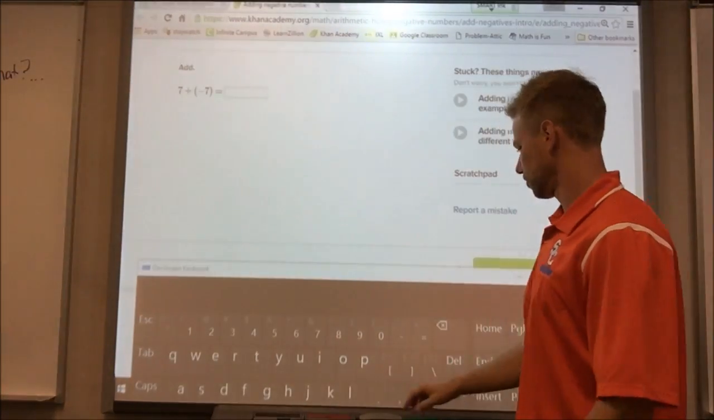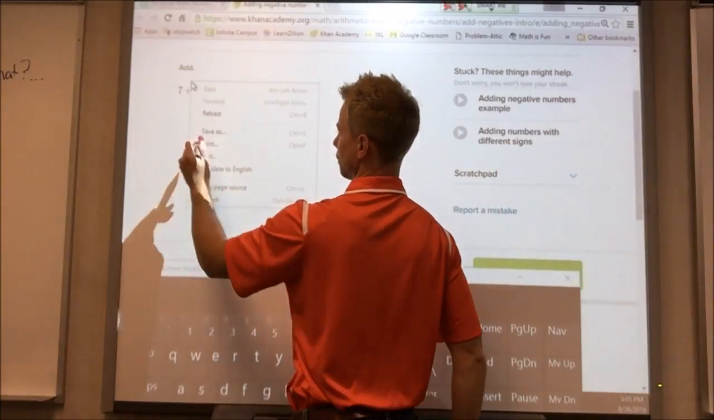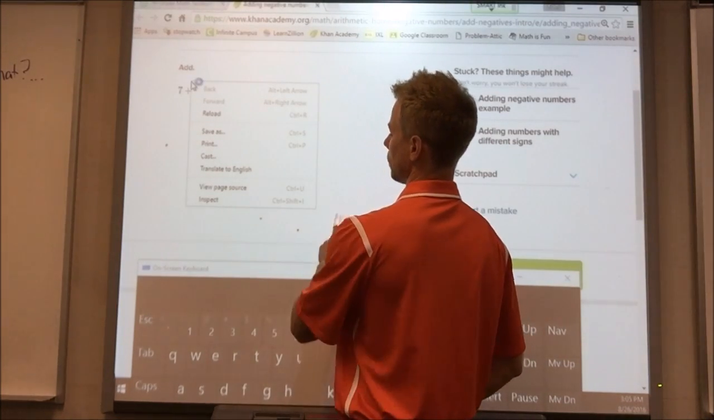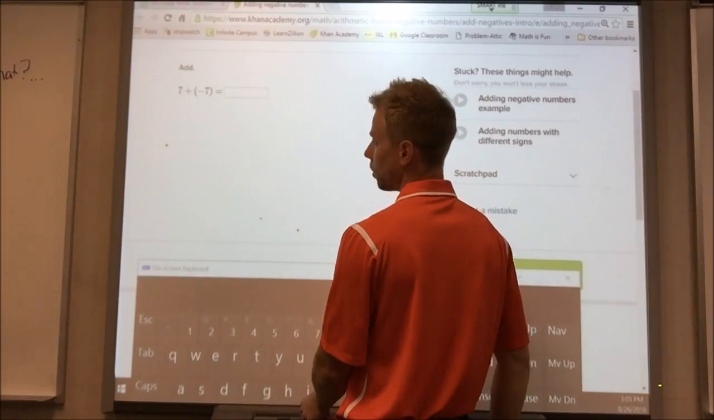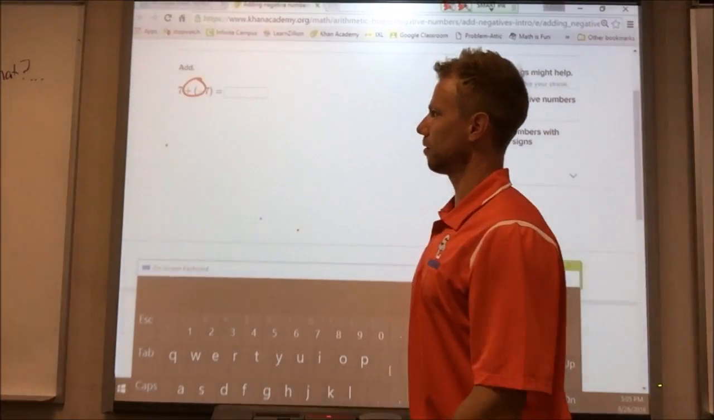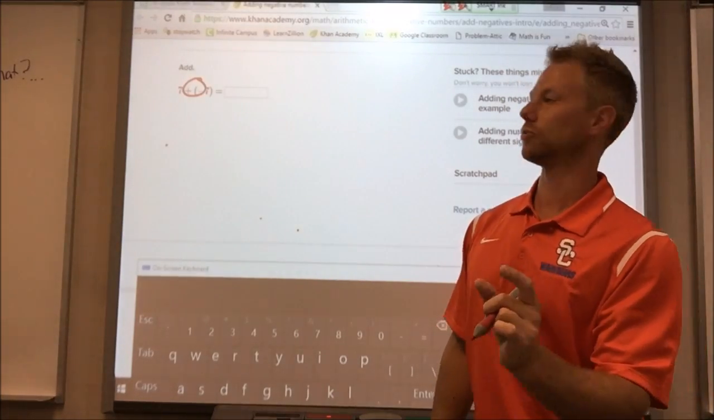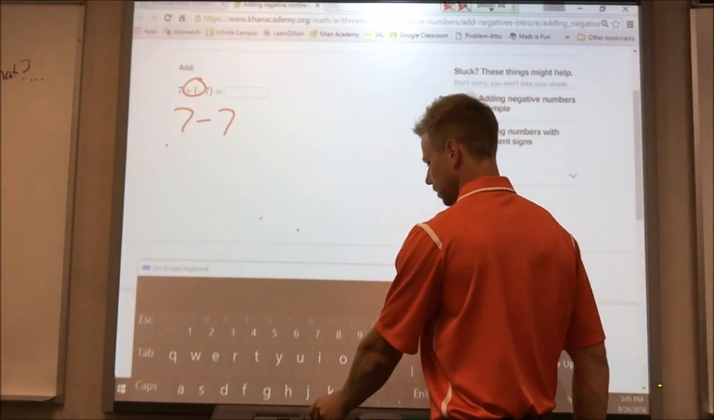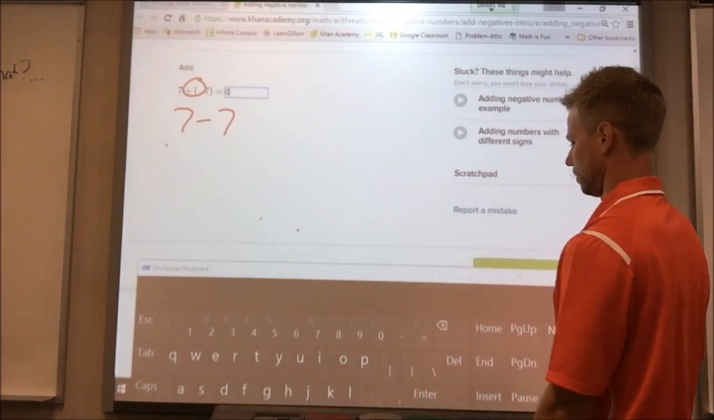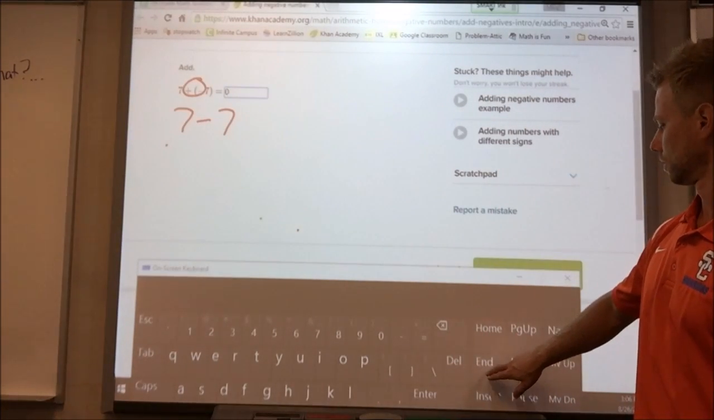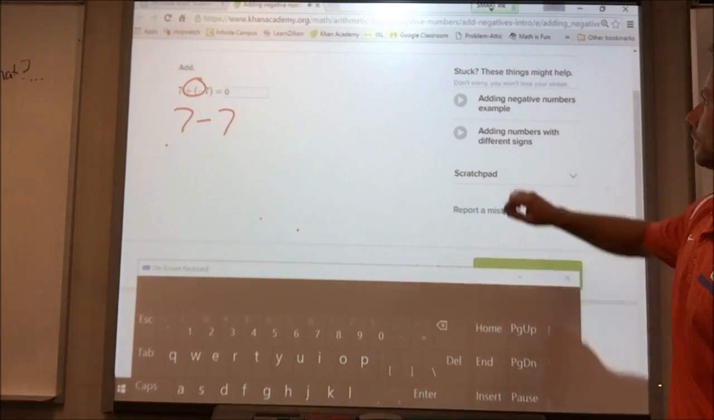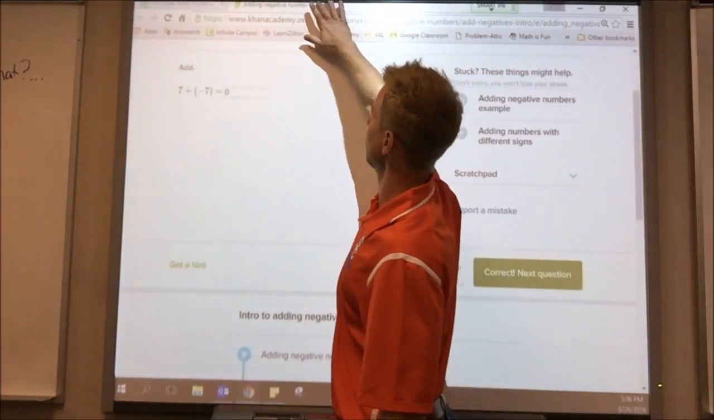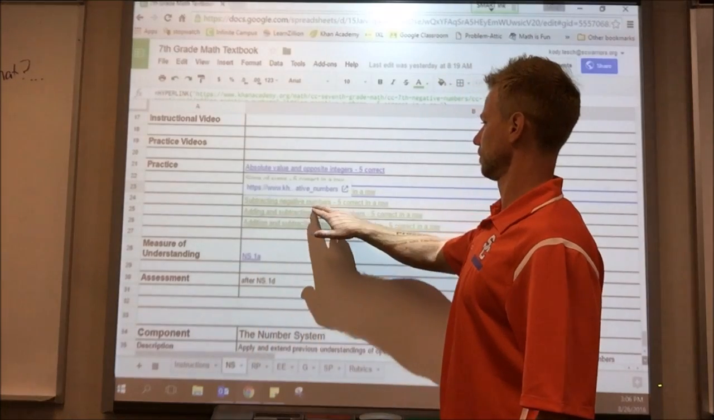All right, let's try one more. We have 7 plus -7. Applying a rule again right here. We have a positive and a negative. That's two unlike signs right next to each other. Turns into a negative, so that becomes 7 minus 7. 7 minus 7 is 0. All right, good. Got it. Let's try the next link. The third link down.